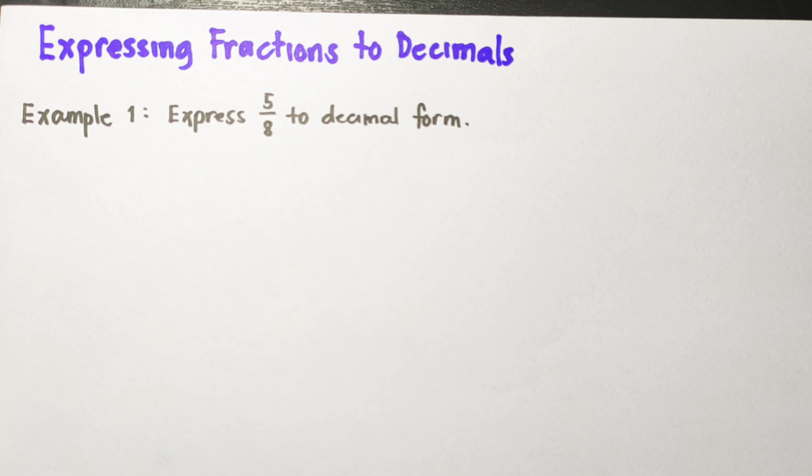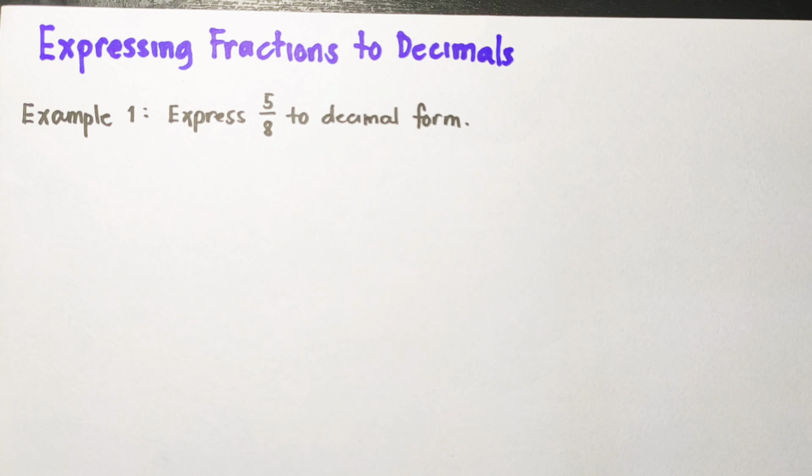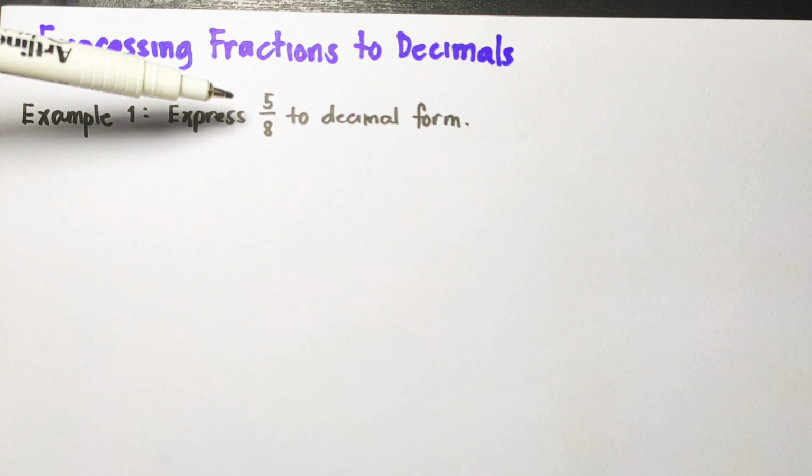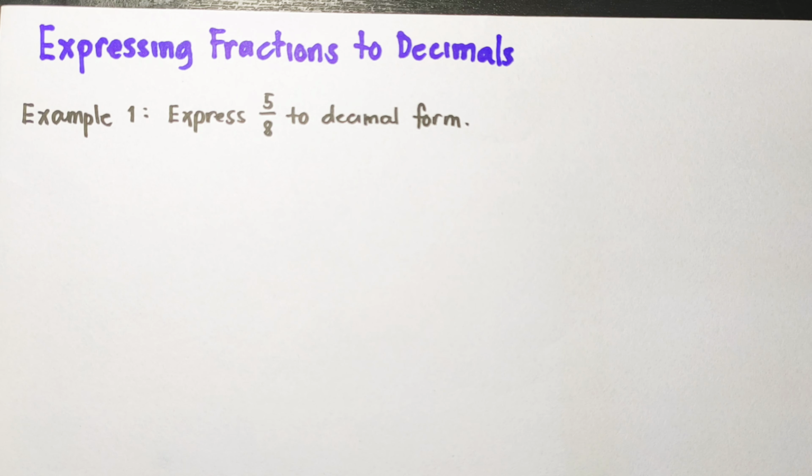So for our lesson today, we're going to express fractions into decimals. For example, express 5/8 to decimal form. So we have two methods in expressing fractions into decimal. The first method is by using the long division.